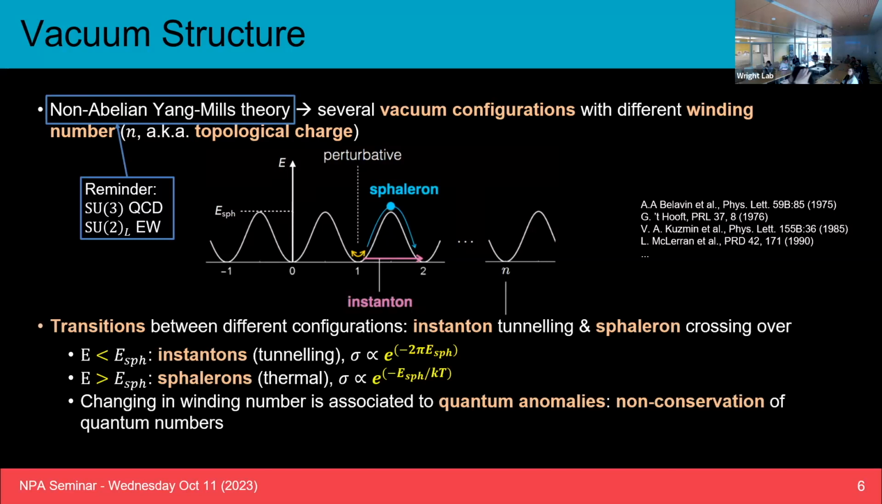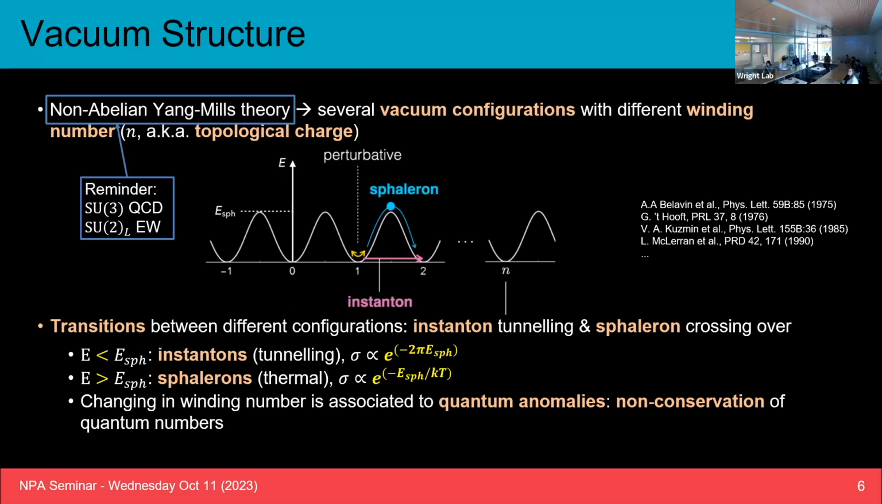The instanton happens when the energy is just below the height of the potential, and the tunneling rate is suppressed by the height of the potential. For sphalerons, the energy is above the potential, and this is a classical expression. Later I will show a bit more of the theoretical calculation, but as you can see, this is thermal: if the temperature is high enough, you have a lot of thermal energy in your system, and you can excite sphalerons to cross the potential.